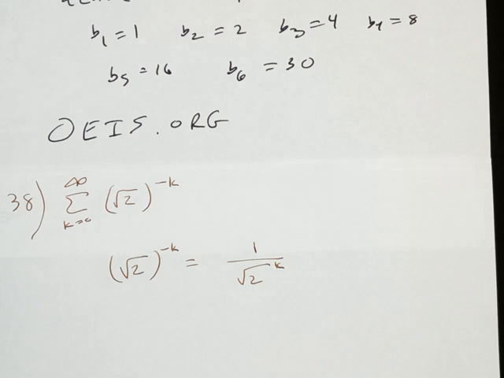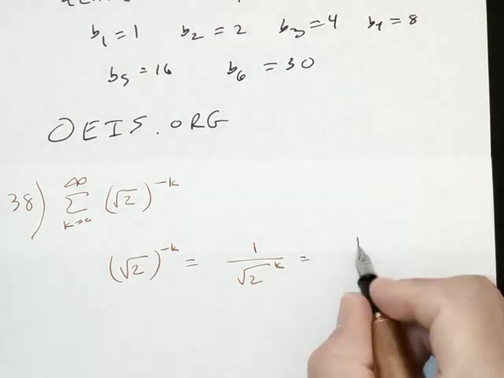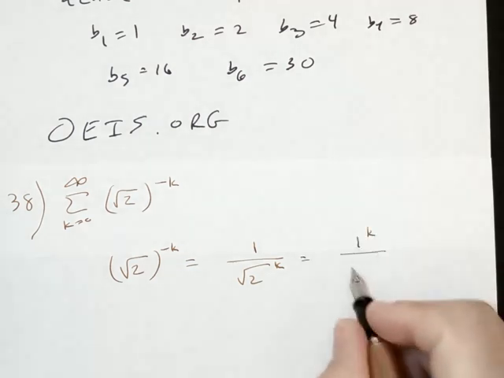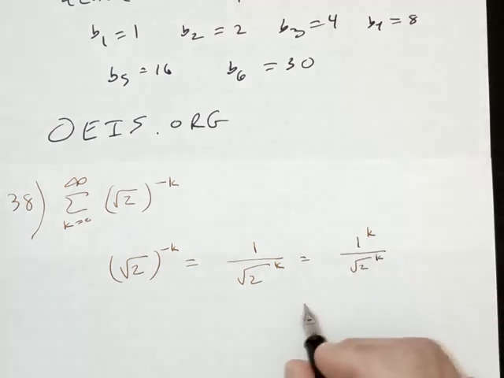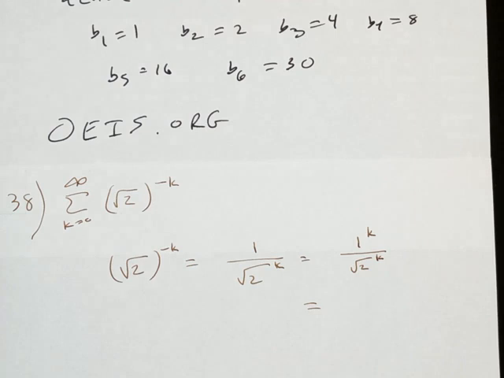Wait a second. I had this same idea yesterday where I said the top of the fraction and the bottom of the fraction should both be to the same power, right? It would be easier to deal with it if they were both to the same power. But what's 1 raised to any power? So I could actually write this as 1 to the k over root 2 to the k, and then I have a power on top and a power on bottom, and they're the same power.